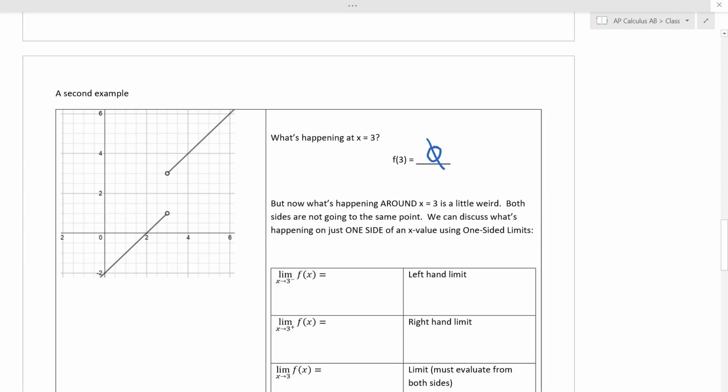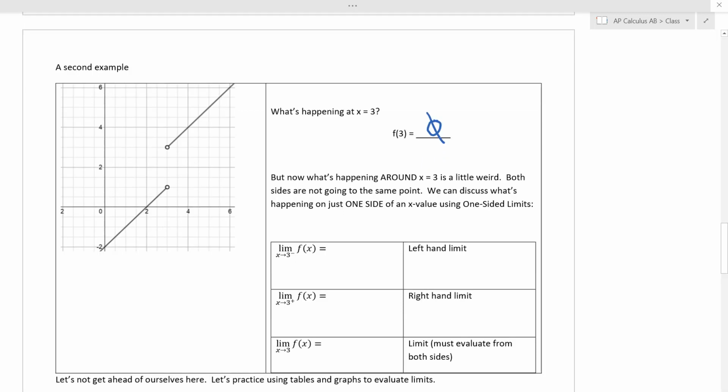Okay? But what's happening around 3, we can still talk about what's going on as we get towards 3, as we move towards 3. So what's happening in this particular case is this side here is approaching this y value, which is 3.